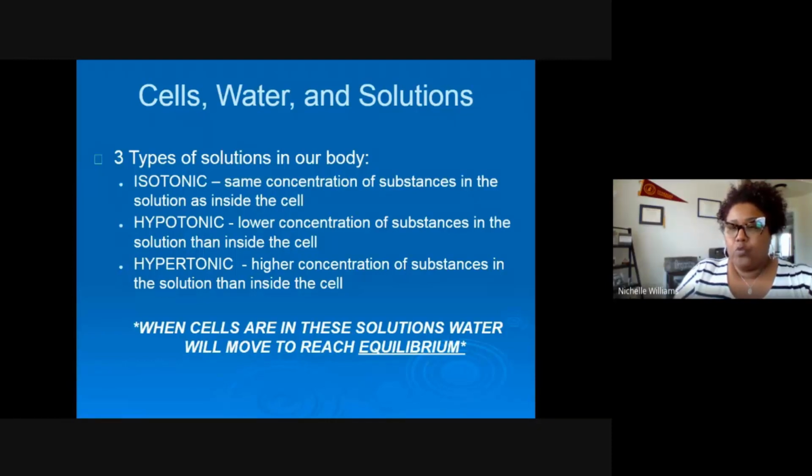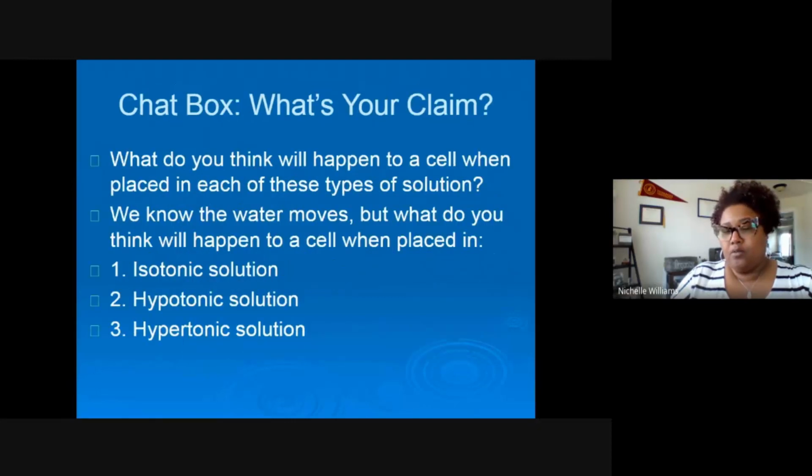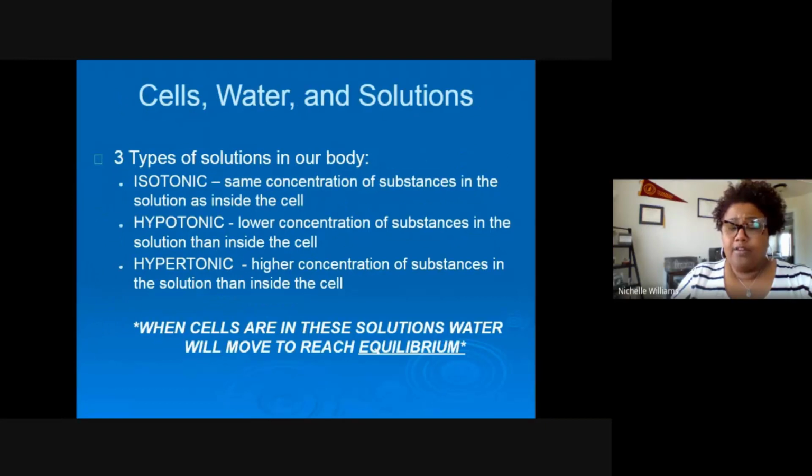All right, I'm going to give you about 3 minutes to come up with your claim. And I'll toggle back and forth. What do you think will happen to the cell? And remember, you're focusing on 2 and 3 for your claim. I gave you 1 as my example. All right, some of you are starting to chat your claims in. All right, you've got about another 30 seconds.